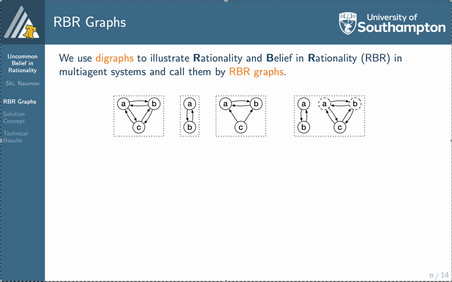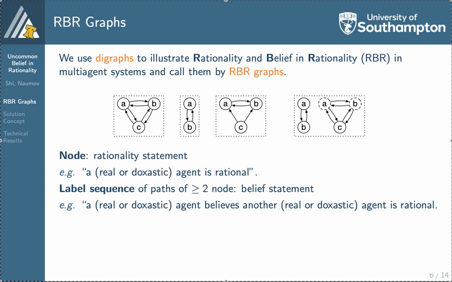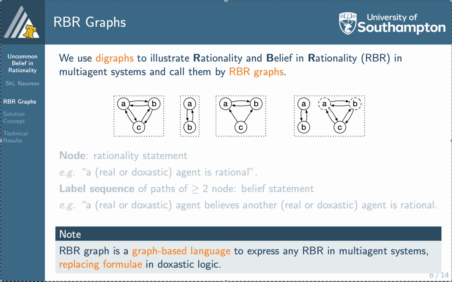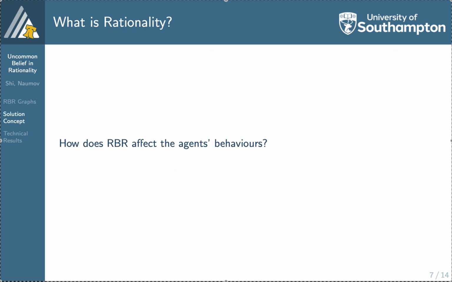In this paper, we use diagrams with solid and dashed nodes to capture any common or uncommon rationality and belief in rationality in multi-agent systems. We call these graphs RBR system graphs. This is a major contribution of the paper. In RBR graphs, nodes represent the rationality of real or disguised agents, while the label sequence of any path of at least two nodes captures a belief statement. We use RBR graphs as a graph-based language to express any RBR in multi-agent systems. It replaces, for example, formulas in stochastic logic.